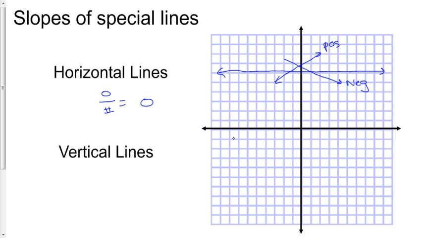And then we end up with our vertical lines. Vertical lines, as poorly drawn as that was, have no run. And so they have a rise, but they have no run. And those are the ones that are undefined. They are too steep to measure.